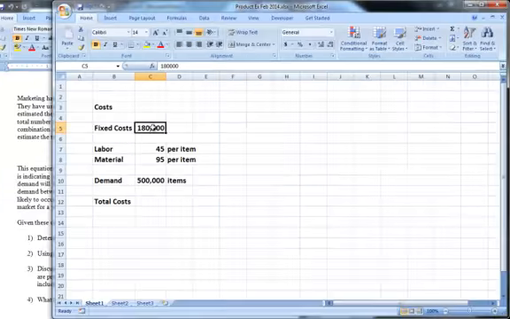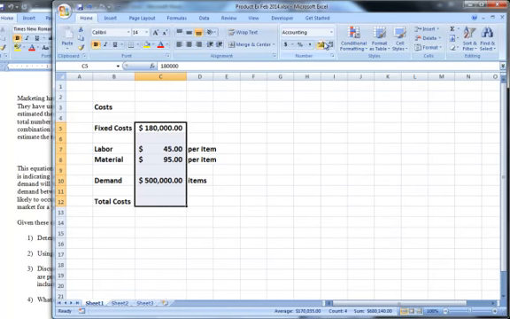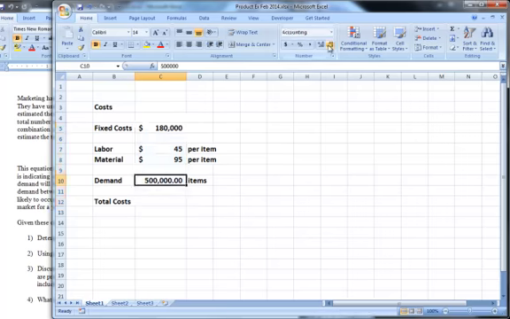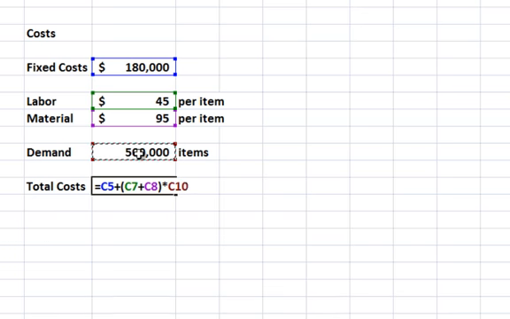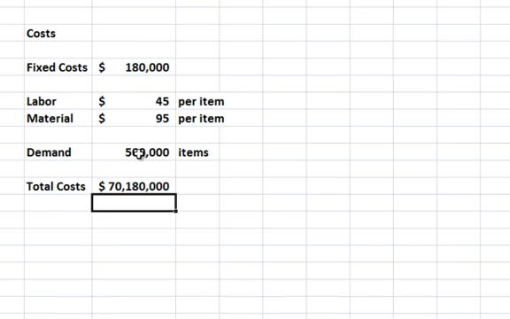And let's put some formatting on that. And therefore we can figure out the total cost. The total cost will consist of the fixed costs, $180,000 here, plus the sum of the labor and material costs per item multiplied by the number of items that we're going to sell. We're going to assume in this problem that there's no inventory to worry about.